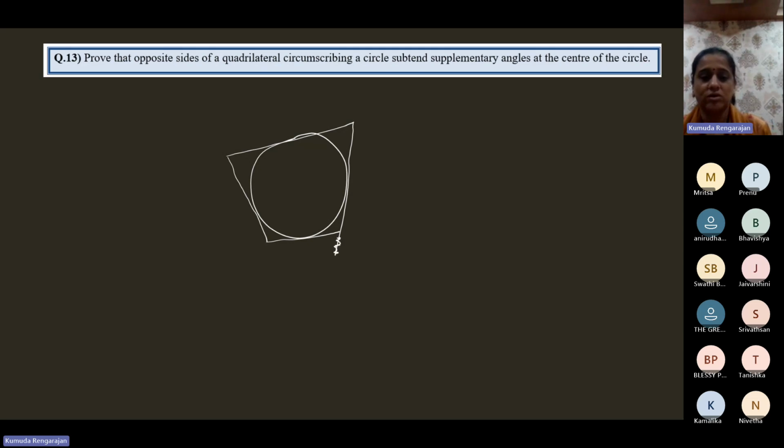Okay, just ignore this extra. So here we have a quadrilateral circumscribing a circle. Let me call the quadrilateral ABCD. ABCD is a quadrilateral. Now, the opposite sides are AB and CD. The angle subtended by the side AB at the center is angle AOB.